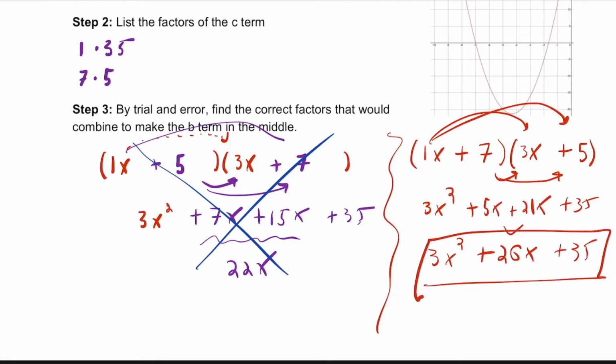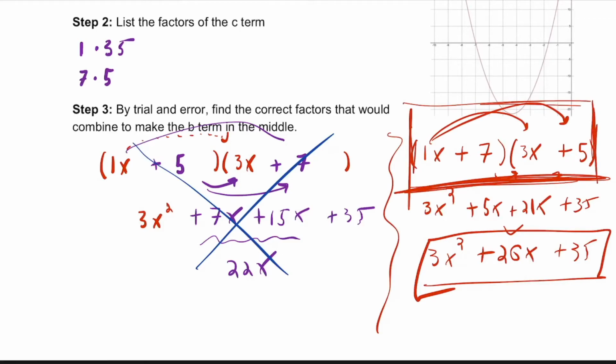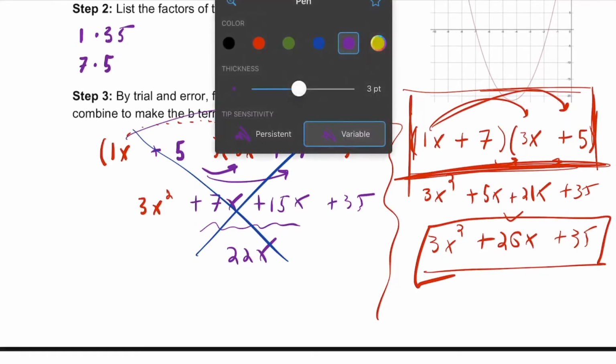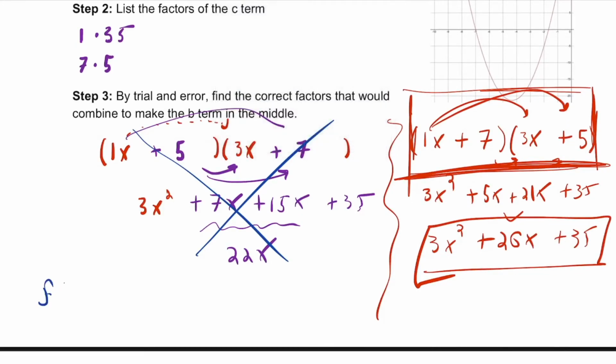There it is. So our correct factorization is 1x plus 7 times 3x plus 5. So we now know that the correct factorization f of x equals 1x plus 7 times 3x plus 5.